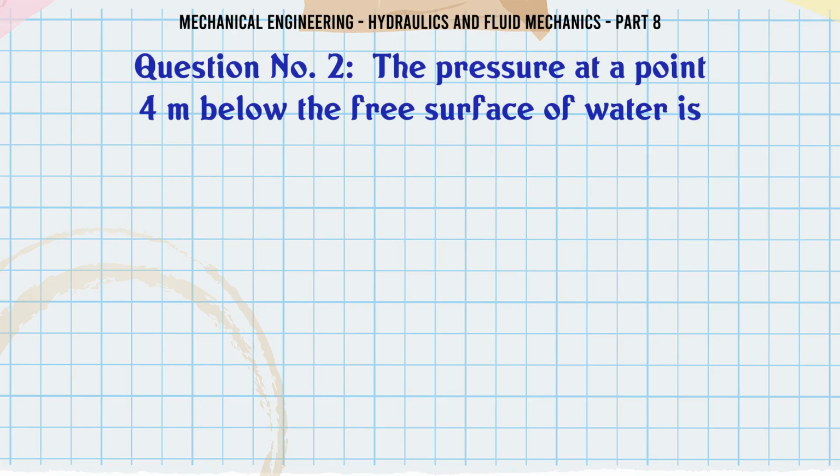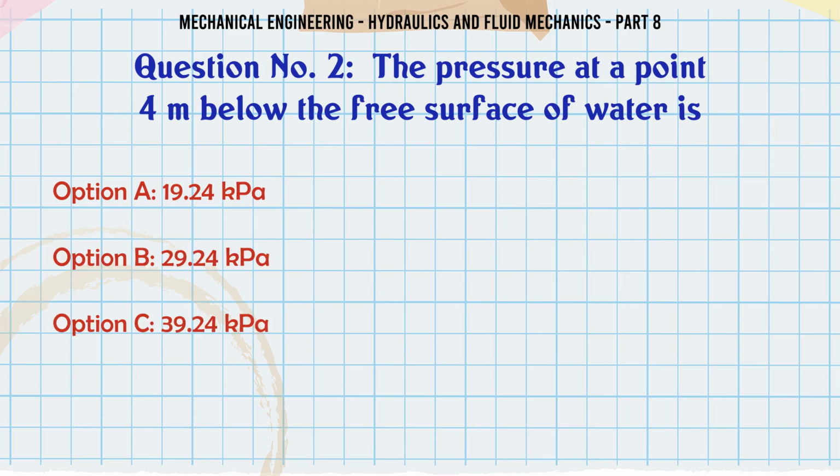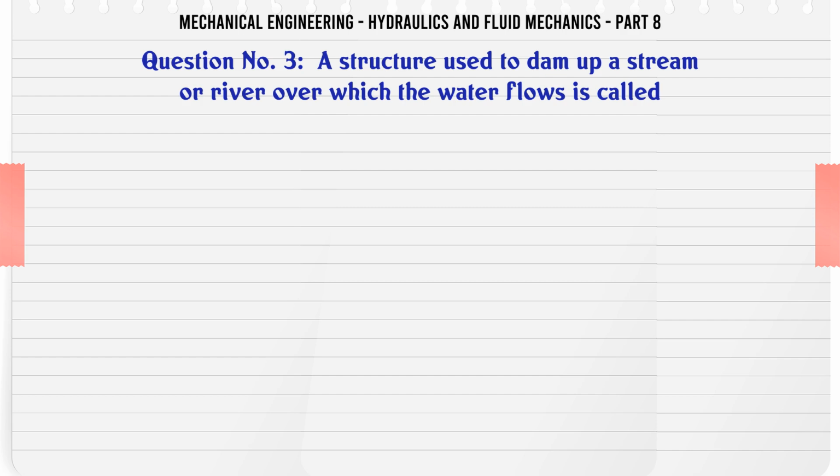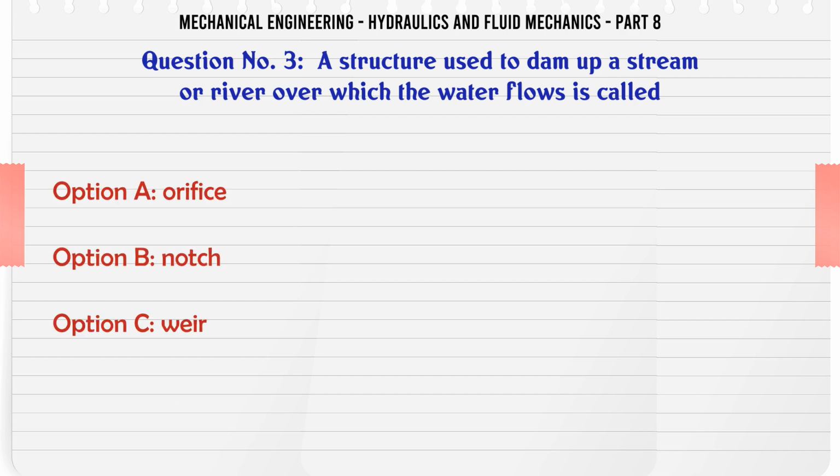The pressure at a point 4 m below the free surface of water is A. 19.24 kPa, B. 29.24 kPa, C. 39.24 kPa, D. 49.24 kPa. The correct answer is 39.24 kPa.